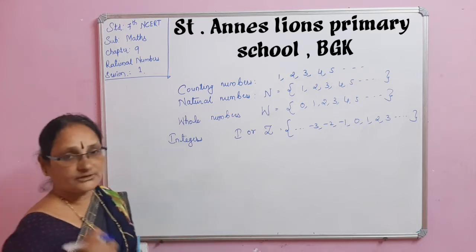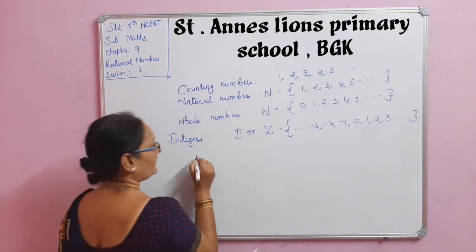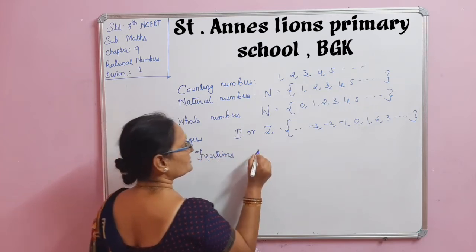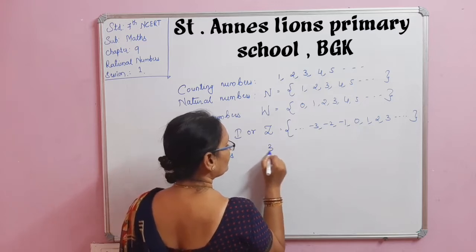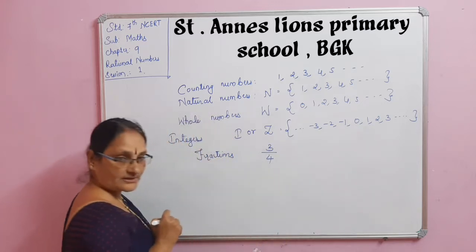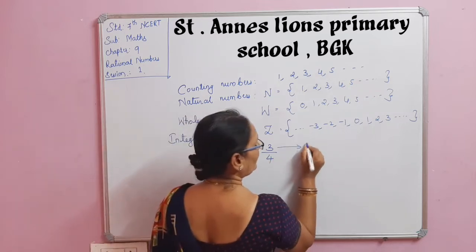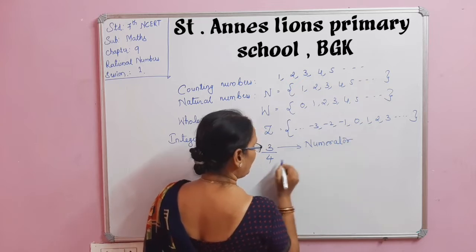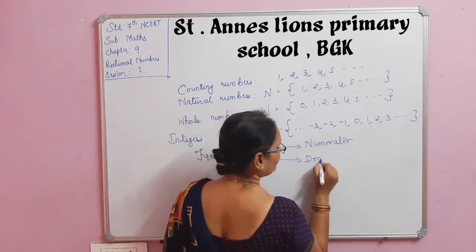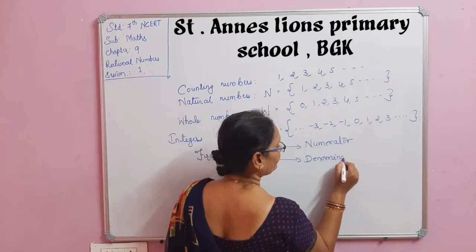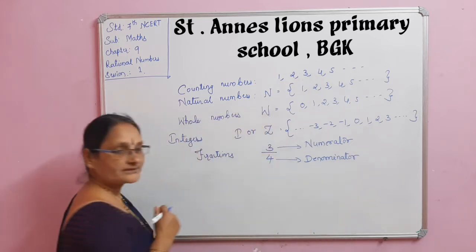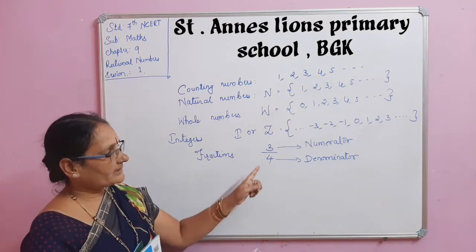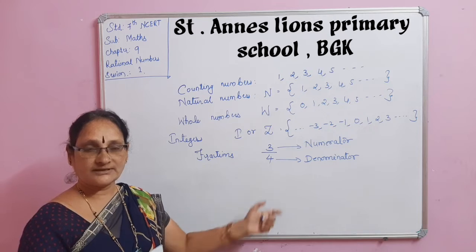After this, you might also have studied fractions in the previous class. How will the fractions be? See now, 3 by 4 is a fraction. In this 3 by 4, 3 is called the numerator and 4 is called the denominator. Now, fractions. See, numerator and denominator. 3 by 4 is a fraction.